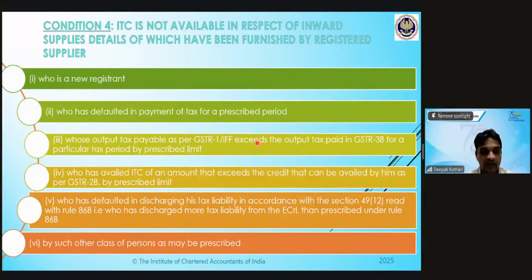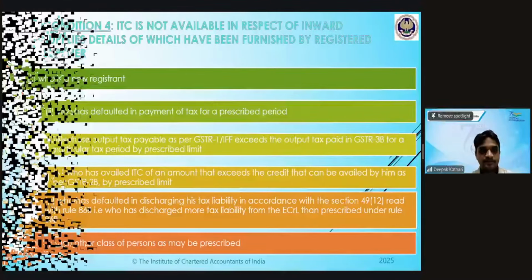Then the fifth condition is that he has defaulted in discharging tax liability in violation of Rule 88B, 86B. We will see what 86B is here, and any other class of persons which the government specifies. If you purchase from them, then your credit will be blocked credit. It will not be blocked credit, it will be restricted credit.